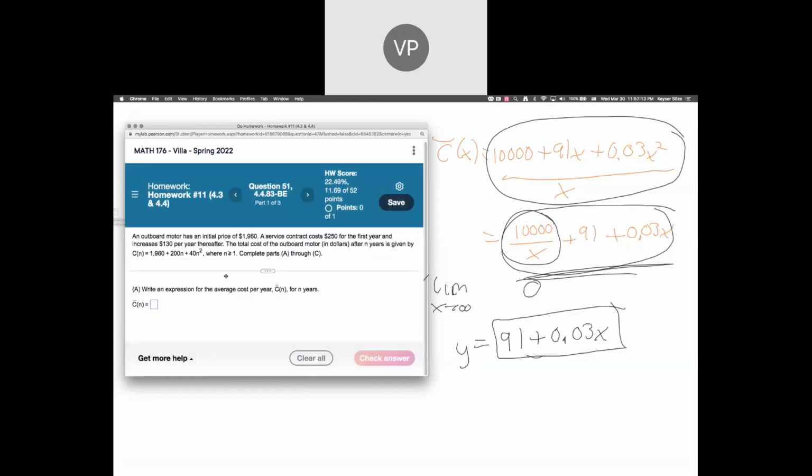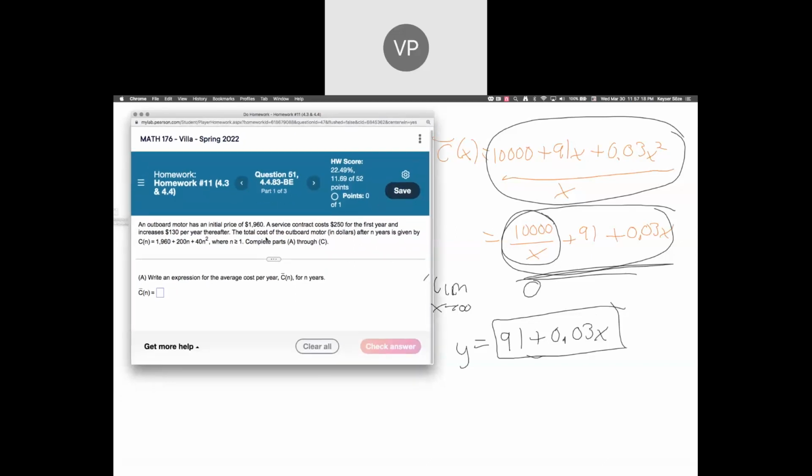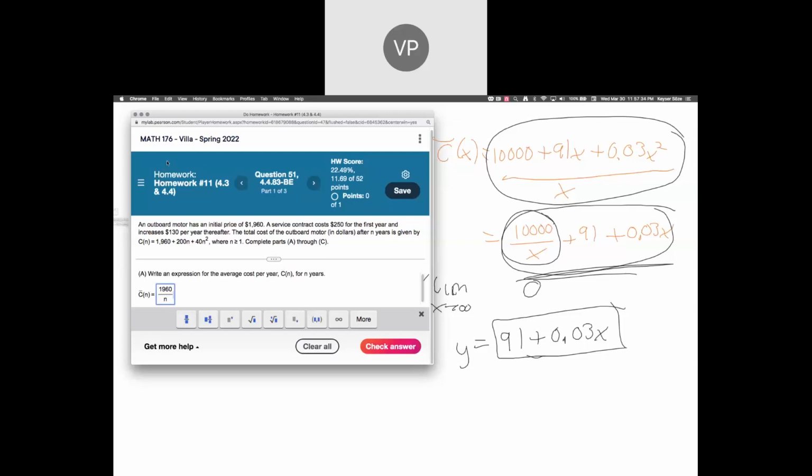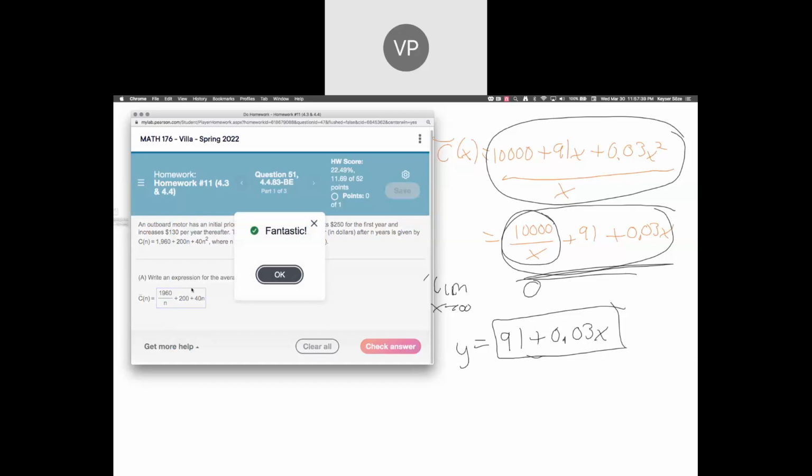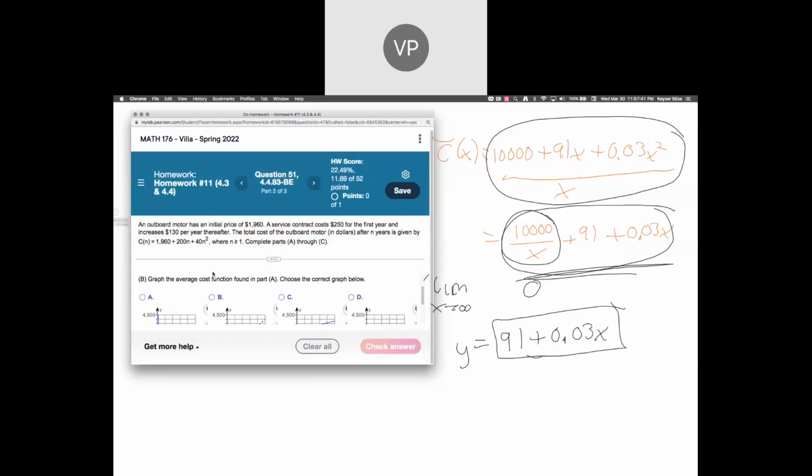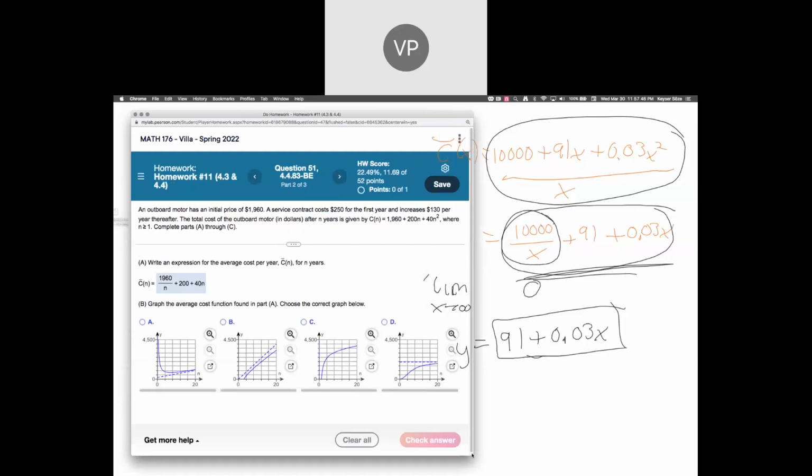Okay, on that one, you have a few parts here. They want you to write the expression as average cost. So remember, take the original problem, divide it all by n. I can look at this right here and just know it's 1960 over n plus 200 plus 40n. Oh, no, I did get it right. Yeah, sorry, I didn't mean to put the C of n. It was already there. Graph the function that we just found in part A.